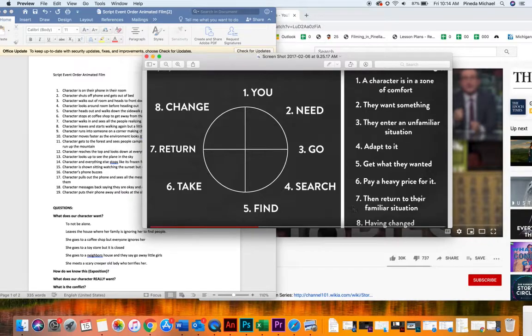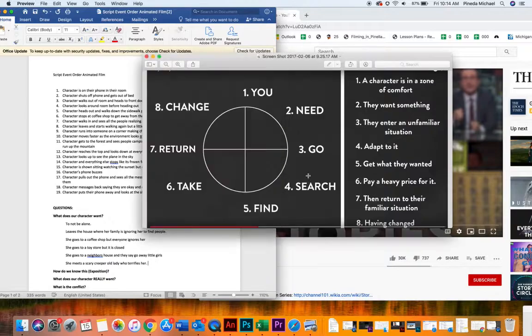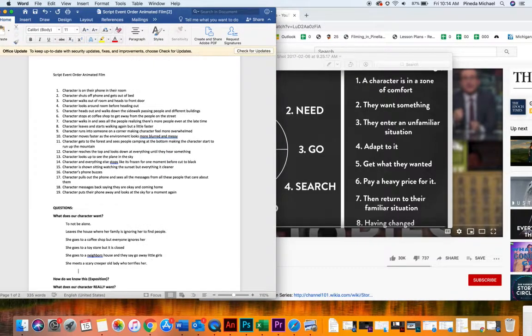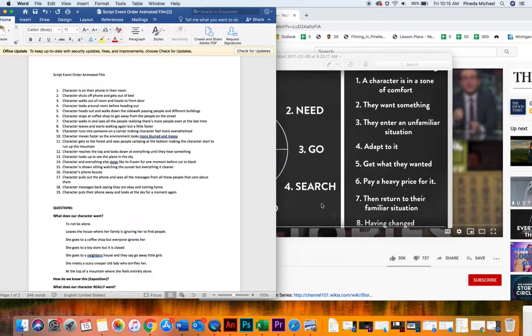Then she needs to return to that familiar situation. It doesn't mean that she needs to go back to the bed. It means that she needs to return to a comfort zone. Okay? So I'm going to have her end up at the top of a mountain after getting away from the creepy old lady, where she feels entirely alone. So we've returned her back to her comfort zone alone, but she needs to have changed for it.